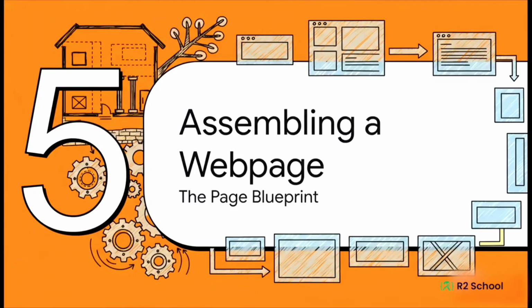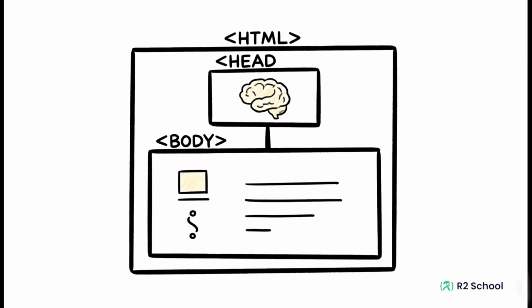All right, so we've talked about the theory, we've looked at the individual Lego bricks. Now let's put it all together and see what the actual blueprint for a simple web page looks like. Now, this might look a little technical at first glance, but it's really, really simple when you break it down. This is the basic anatomy of almost every single web page out there.